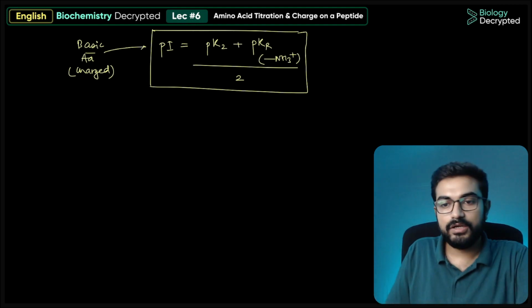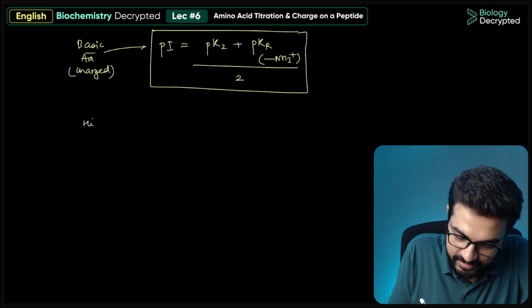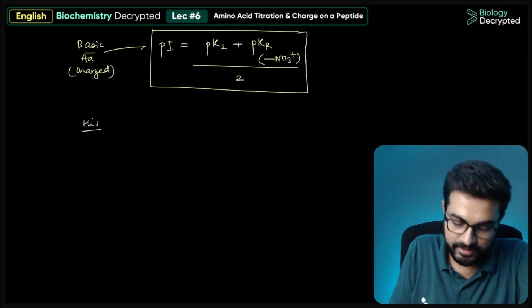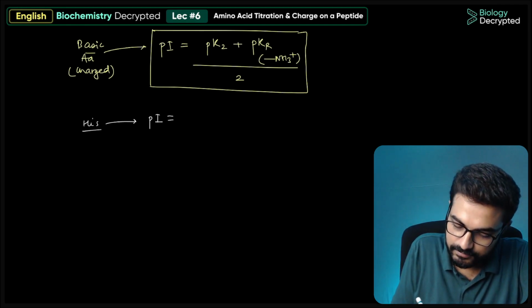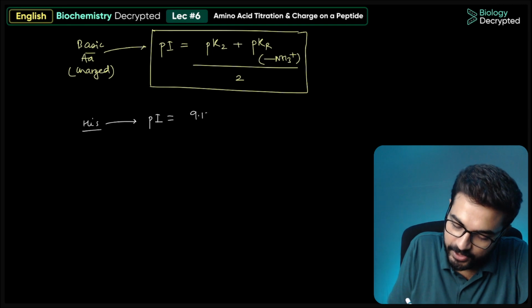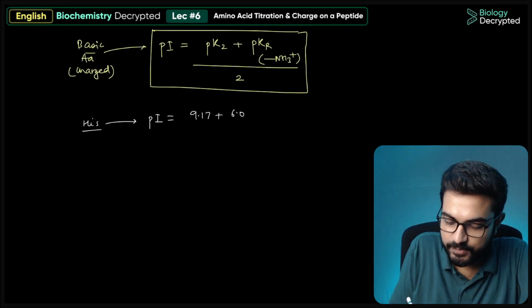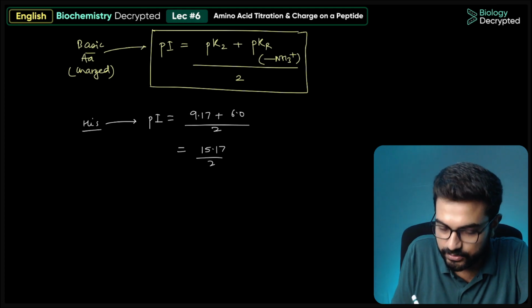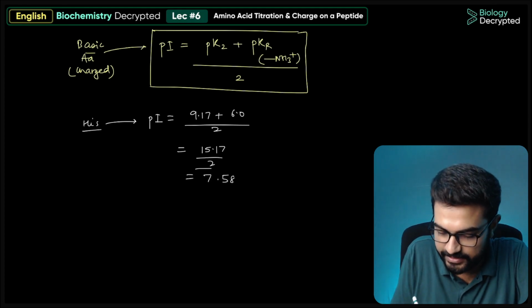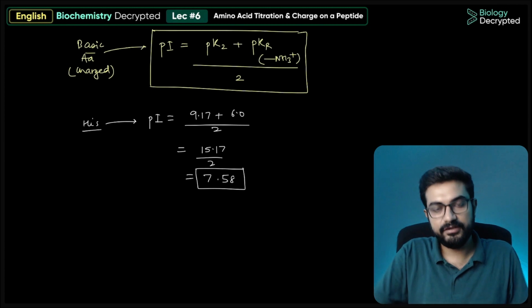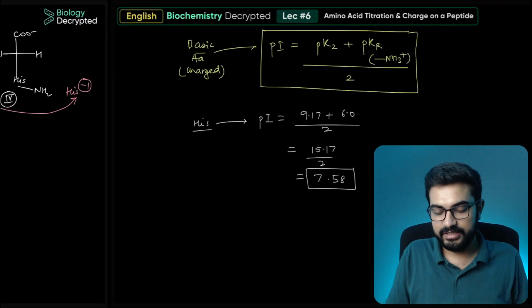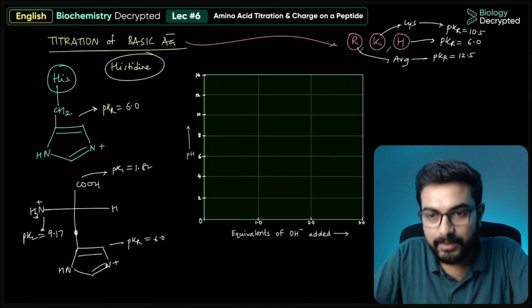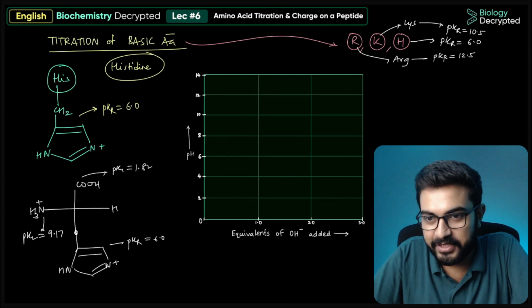And now, for example, for histidine, if we calculate the PI, this will be 9.17 plus 6.0 by 2, that is 15.17 by 2, that is approximately 7.58. That is 7.58, and this is how we calculate the PI for histidine. Now let's plot the graph for histidine as well.